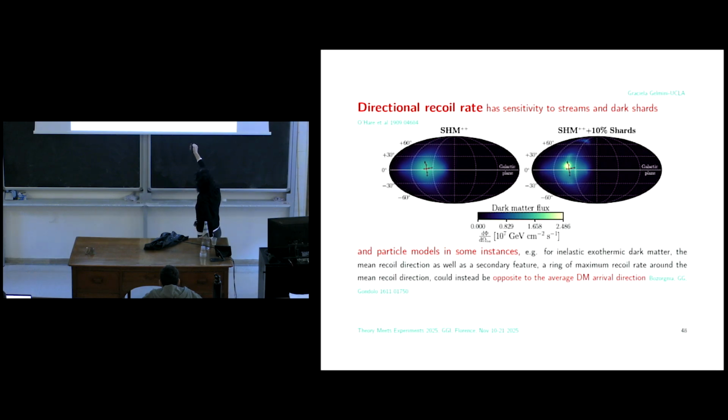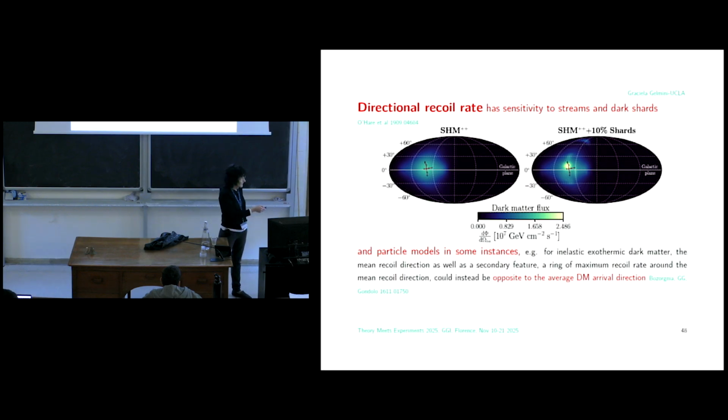But if it is 10%, you will see actually a distribution. Of course, you have to have enough data. And there is one more thing I would like to say. There are some weird particle models. In particular, I show you the inelastic exothermic dark matter.